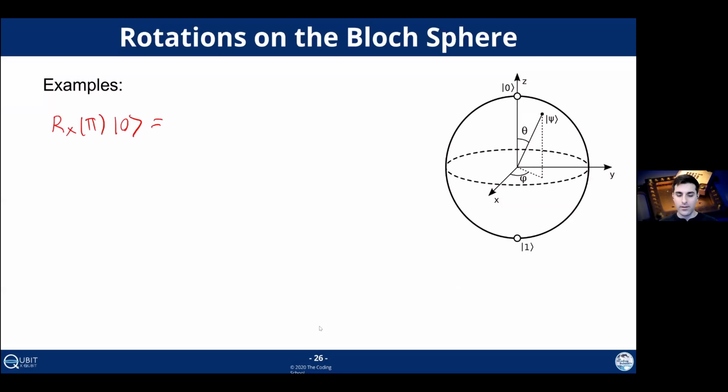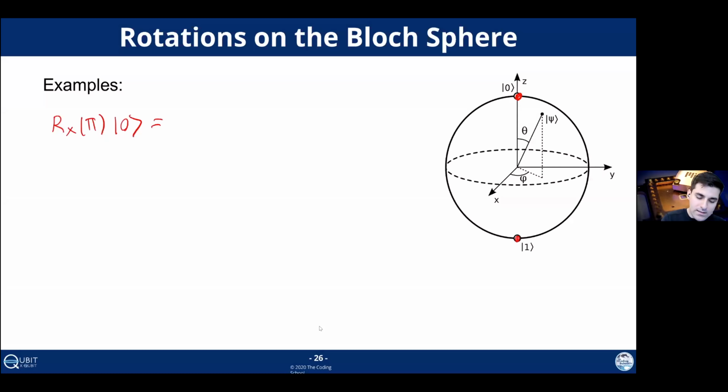So maybe before I write out the math, let's think about the intuitive picture and the visual picture that we've learned using the Bloch sphere. If I'm starting from the 0 state up top here, rotating around the x-axis by pi radians will put me exactly at the 1 state. I'll go from the North Pole to the South Pole if I rotate around the x-axis by 180 degrees or pi radians. So what I expect to get is the 1 state. Now let's try doing it using the tools that we have.